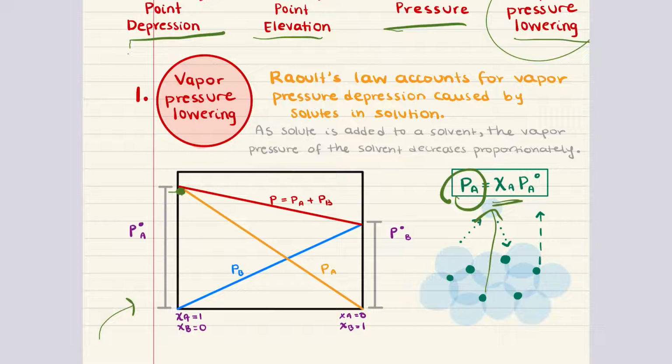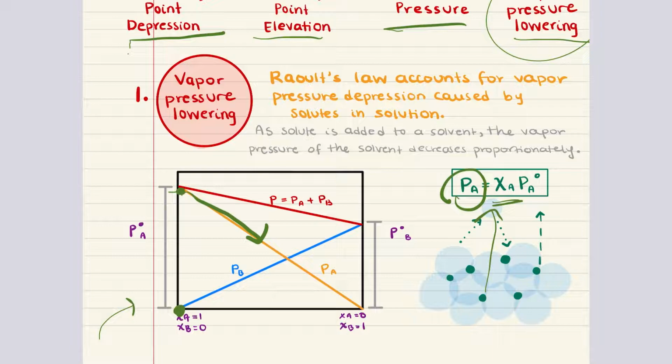Now at the same temperature, compound B has a lower vapor pressure. You can see that right there. Now, as the concentration of B increases, the vapor pressure of A decreases. Indeed, as more solute is dissolved into the solvent, so as more B is dissolved into A, the vapor pressure of the solvent decreases.